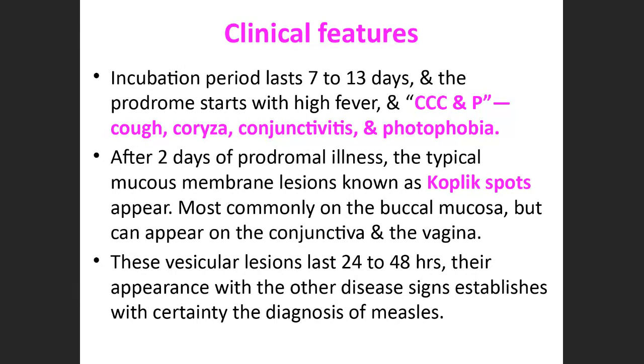After 2 days of prodromal illness, the typical mucous membrane lesions known as Koplik spots appear. Koplik spots are the white spots you can see on the mucosa. More commonly they appear on the buccal mucosa, but they can also appear on the conjunctiva and vagina sometimes. These Koplik spots might last for a day or two and then they disappear. When you see these Koplik spots along with other clinical signs and symptoms, you can diagnose the infection.